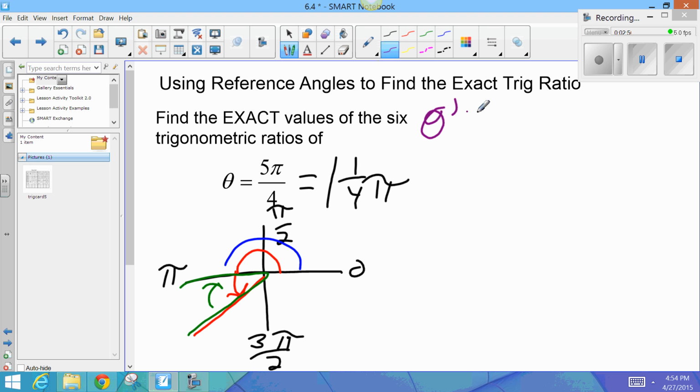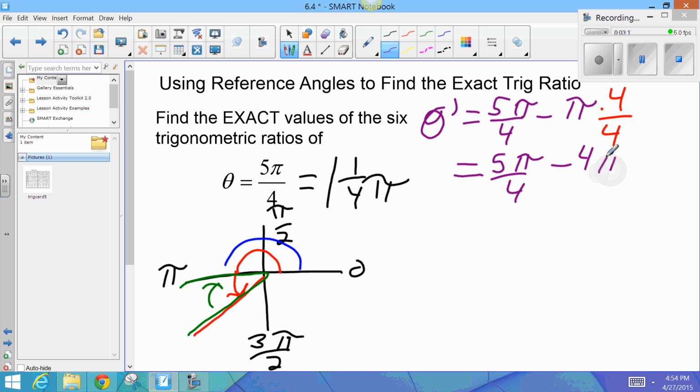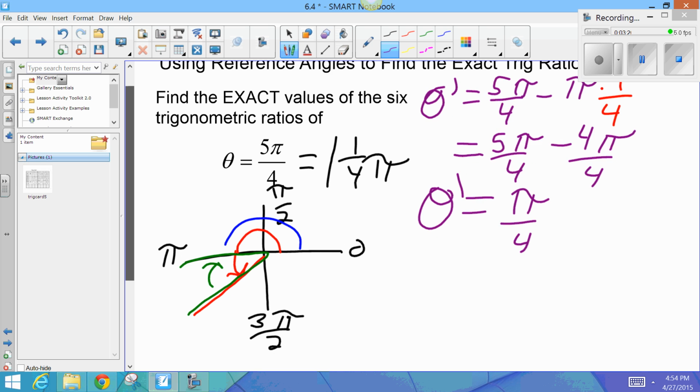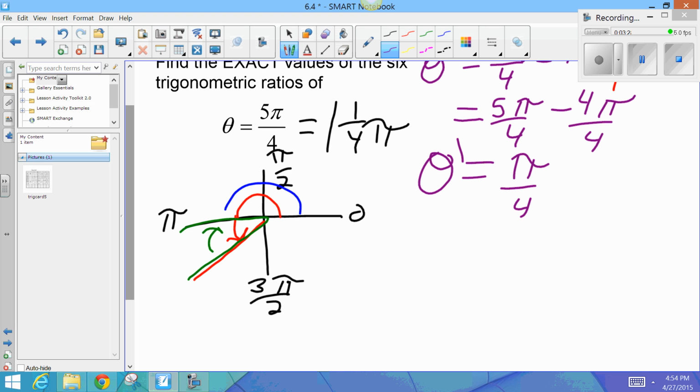So theta prime is equal to 5 pi over 4, that was the angle that was given, subtract pi. I need a common denominator. Multiply top and bottom by 4. So I have 5 pi over 4 subtract 4 pi over 4, which is equal to pi over 4. So my reference angle, my theta prime, is pi over 4.